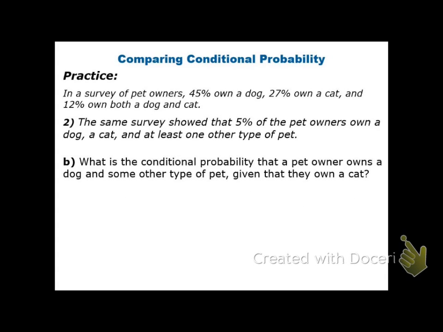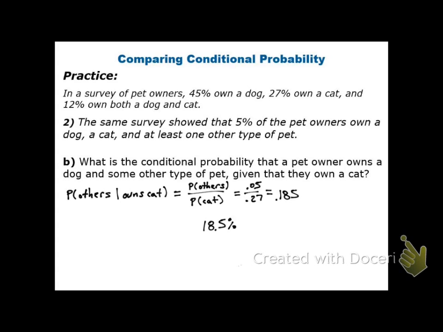Go ahead and try question 2B. This one states, what is the conditional probability that a pet owner owns a dog and some other pet, given that they own a cat? So for this one, you're taking the probability of owning a dog and other pets over the probability of owning a cat. So that's 0.05 or 5% over 0.27 or 27%. When you divide the two numbers, you get 0.185, which gives you 18.5%.